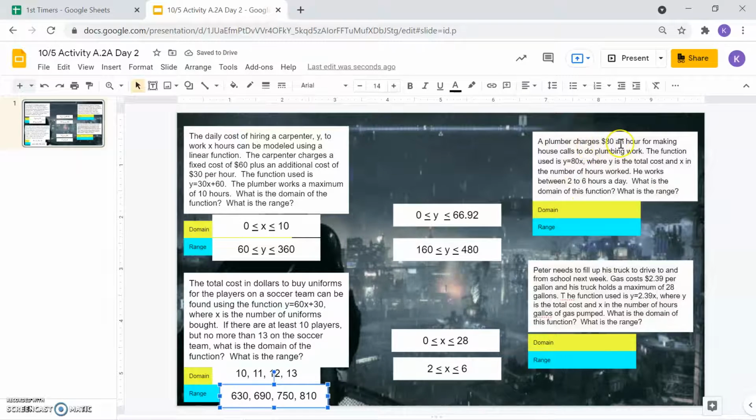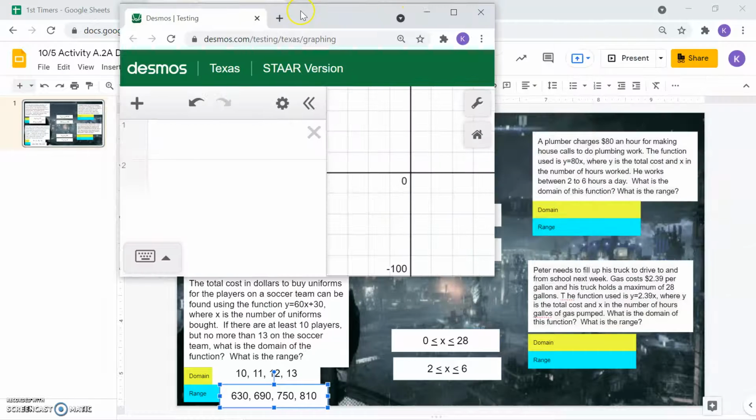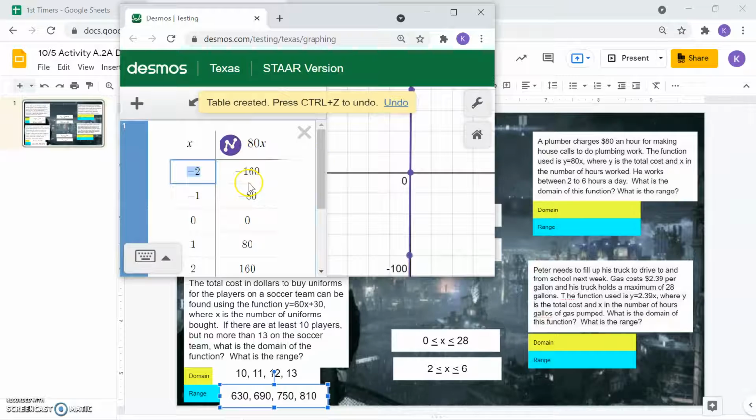A plumber charges $80 an hour for making house calls to do plumbing work. The function used is y equals 80x. So again, let's open up our calculator. Let me delete this right here. There we go. So I'm going to put here y equals 80x. I'm going to convert that to a table, and for now I'm just going to leave it like that. It says here he works between 2 to 6 hours a day. So it says the y is the cost and x is the number of hours worked.